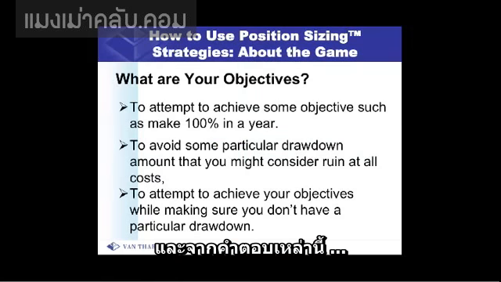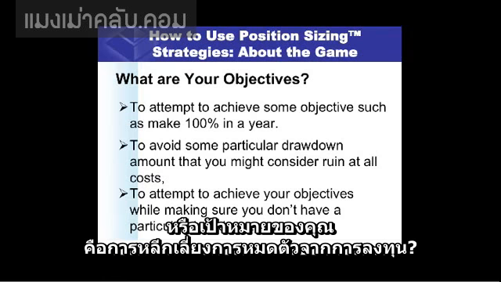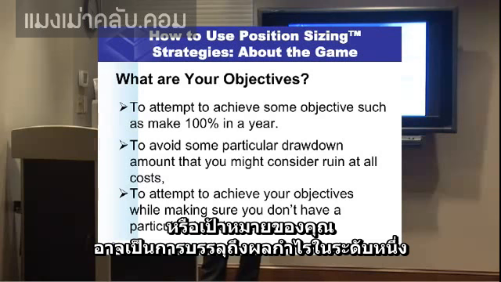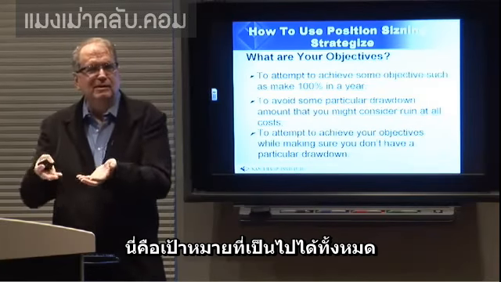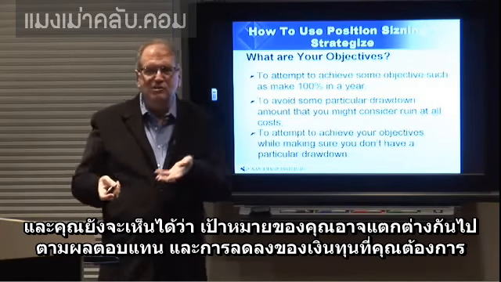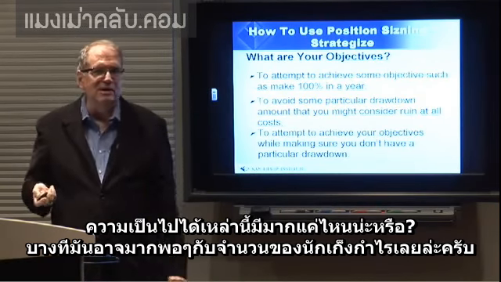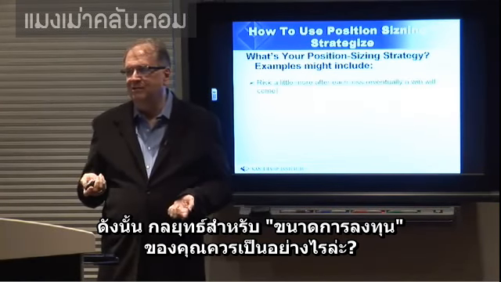And then with that in mind, what are your objectives? Are you trying to achieve some objective like make 100% every year? Or are you trying to avoid some particular drawdown that you might consider ruin? Or are you trying to achieve some goal objective, while making sure that you don't have some particular drawdown in mind? Those are all possibilities, and you can see with various combinations of goals and drawdowns how many possible objectives there are, probably as many as there are traders. So what's your position sizing strategy?